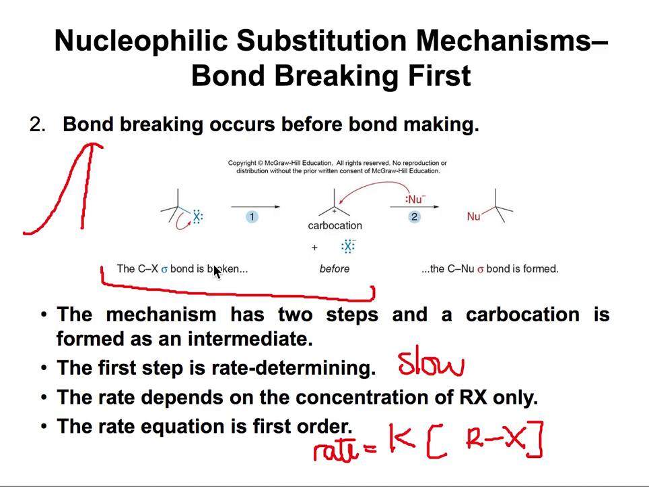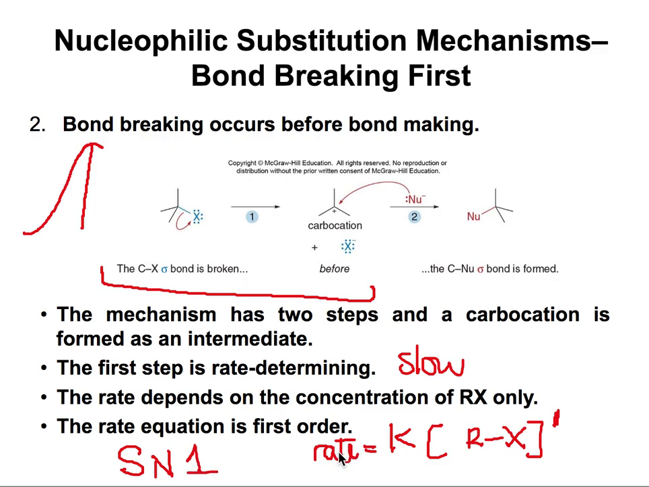So this will be my rate determining step. And because my rate only depends on the alkyl halide, we say that this is a first order reaction because there is only a 1 right here. And as you may guess, this is now going to be called an SN1 reaction.